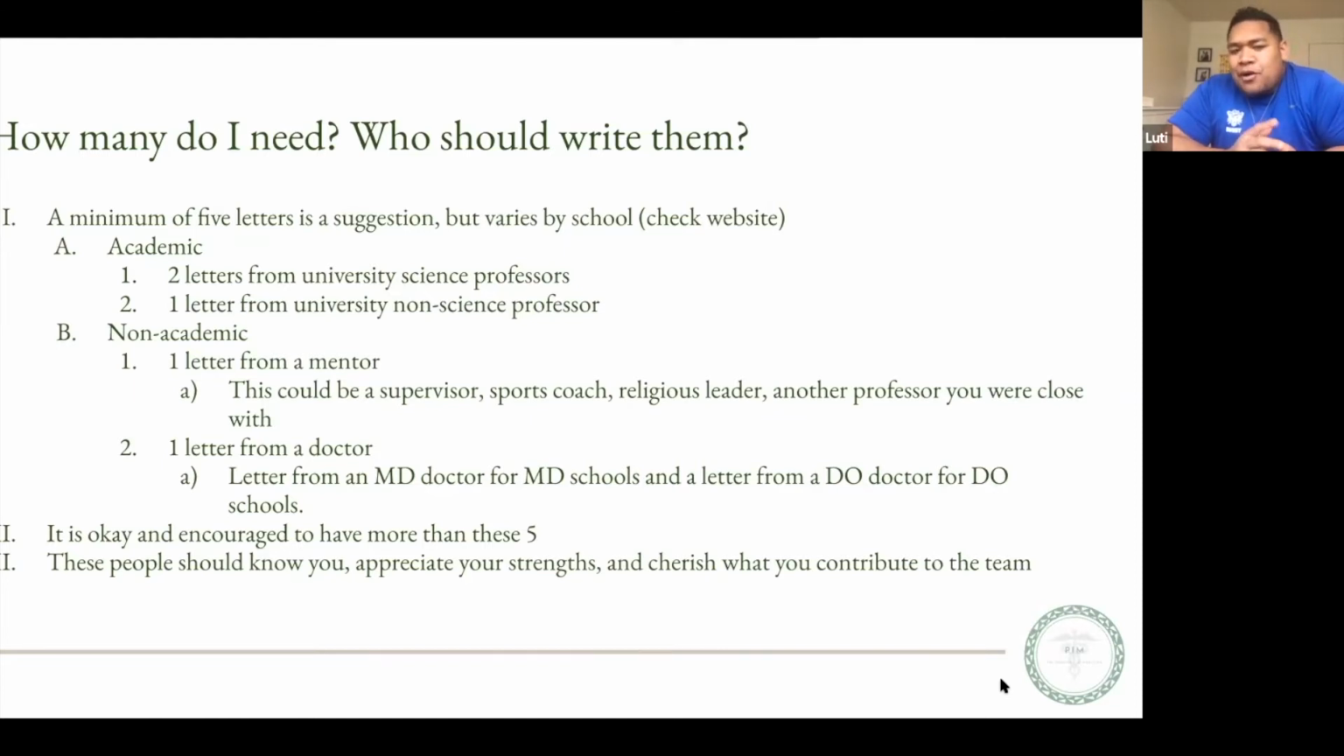On my second point, though, I just want to let you know it's okay, and it's probably encouraged, for you to have more than 5 of these letters. The reason being, as you start applying, you'll see that each school kind of looks for their own. Each school has their own culture that they are looking for in the students they're accepting. For some schools, for example with the U, they really love teamwork and team building and people who could really work well with professors, etc.